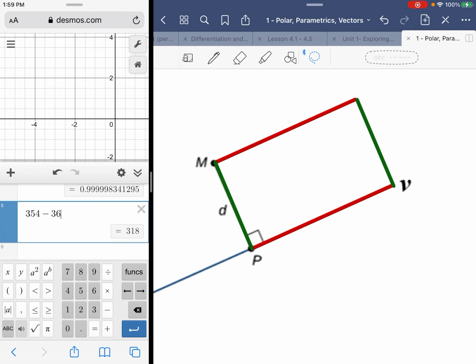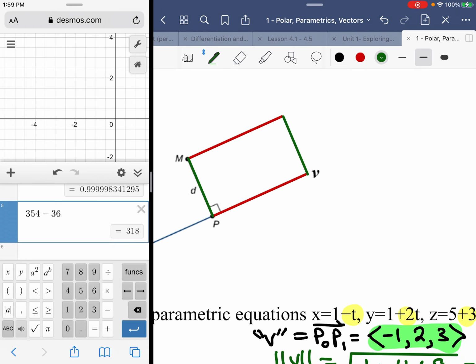Now what we can do is designate this. We have vector D, D representing distance, but it's really PM, because ultimately we're looking for the value of D. So we know that area ought to be base times height, so we'll just keep that in mind. The area of a rectangle is equal to base times height.